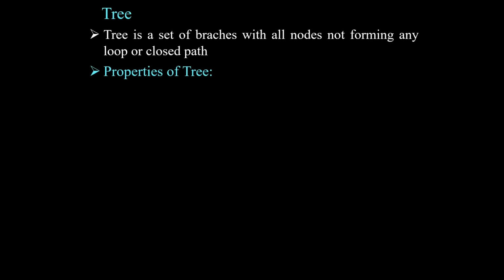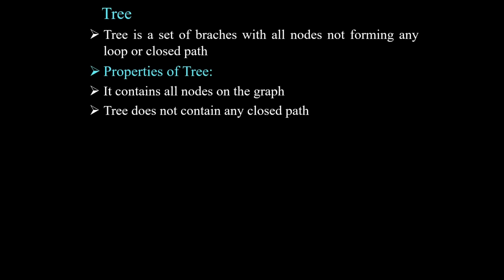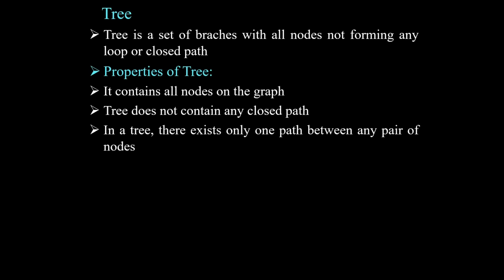So, the first thing is, it contains all the nodes of the graph. It is there in the definition itself. And the second point is also already there, that is, it shouldn't have any closed path. And coming to the next point, there exists only one path between any pair of nodes. In a tree, there exists only one path between any pair of nodes.